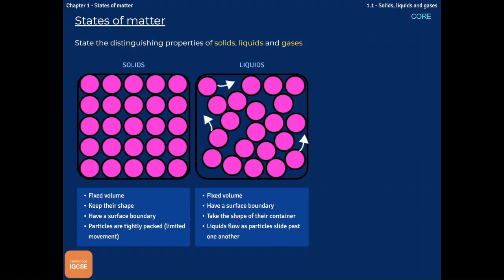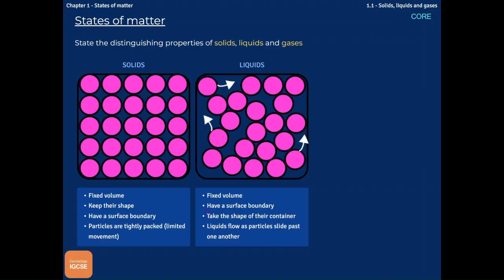Which leads me into this property right here, right? They take the shape of their container. So if you have a liquid in a cup and you pour it on the ground, right? It spreads out everywhere. Their container is much bigger now. It is changing shape, but it is still the same amount of water.